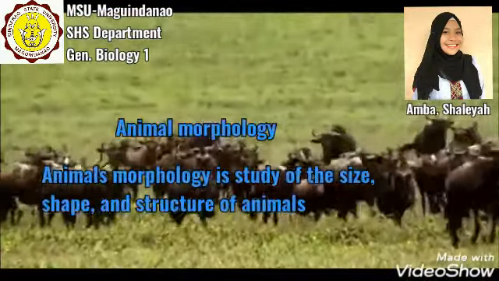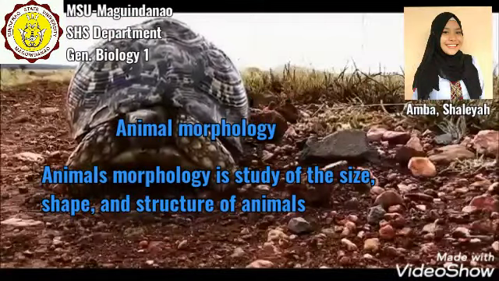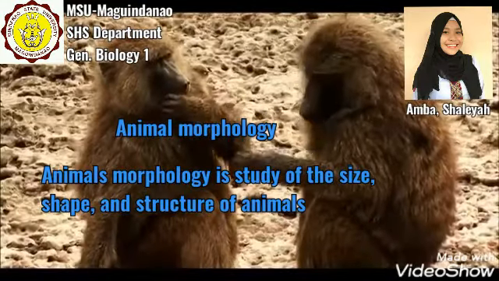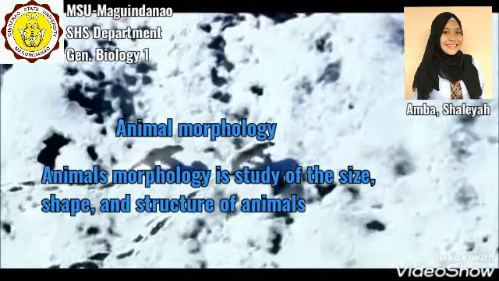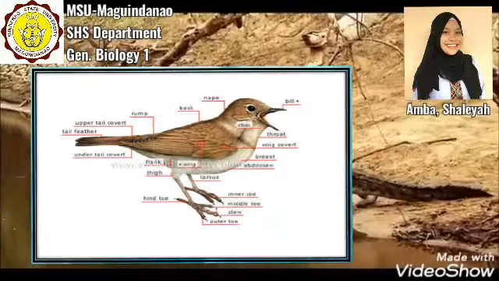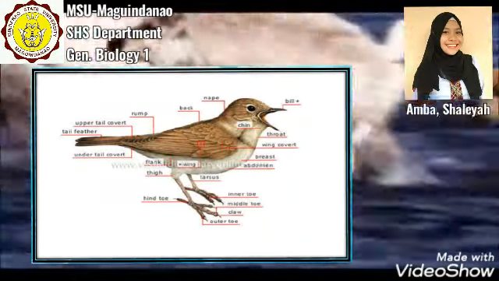So let's proceed to animal morphology. Animal morphology is also the same as plant morphology. It's also the study of the physical form and external structure of an animal. So here's an example of animal morphology. We see the different parts of the animal.